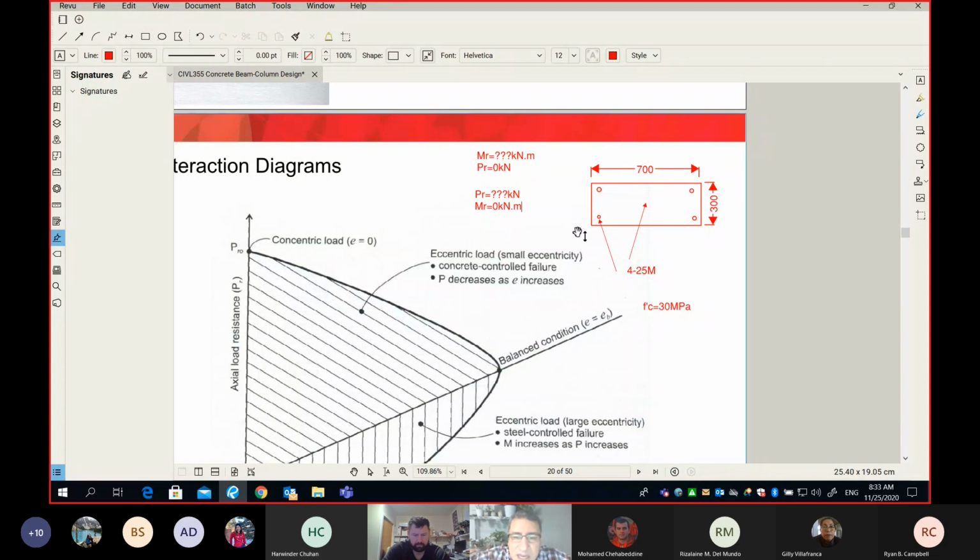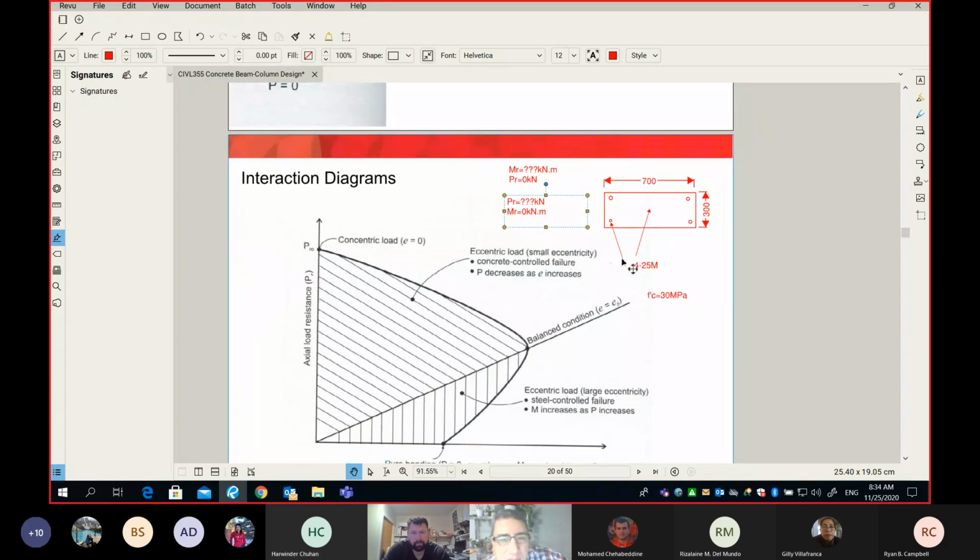Which means in my class, you learned how to analyze and find the resistance for a centric column with 0 bending moment. And also in my class a month ago or 6 weeks ago, you learned how to analyze and find the resistance of a beam where it's affected by bending moment with 0 axial force. Correct?